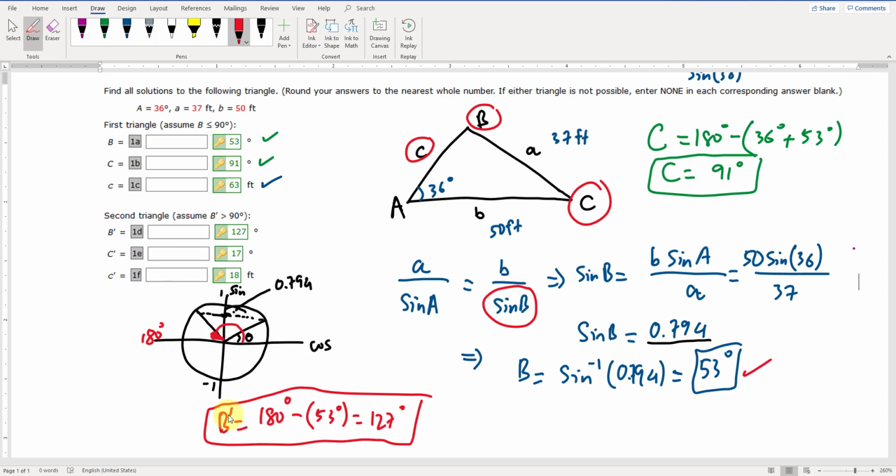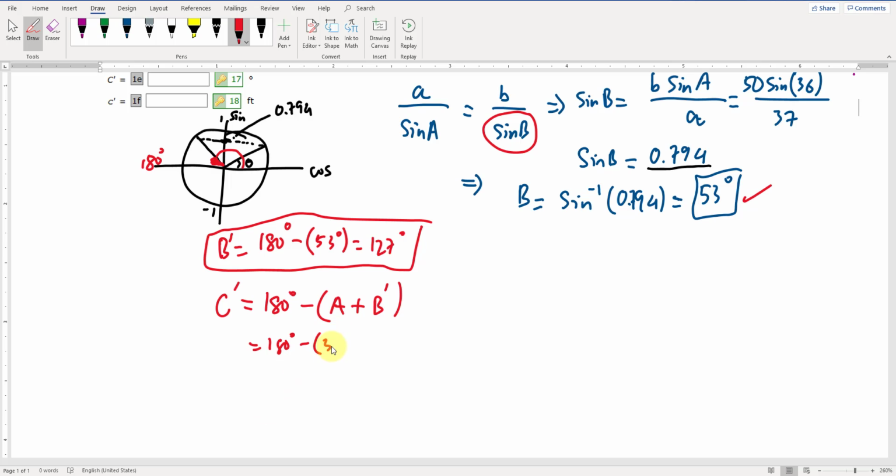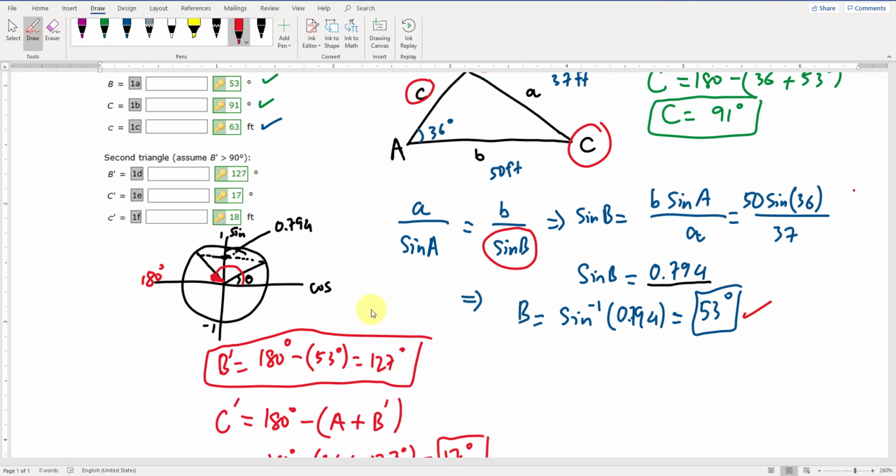Now if you get a different answer for B, then you are going to get a different answer for C, right? Because your C now is going to be, I call it C prime, which is another solution of angle C. So 180 minus the angle A plus the angle B, but your angle B now is B prime. So that's going to be 180, subtract your A, which is always 36, it's given, plus B prime, 127. And that is going to be 17 degrees for C prime, another angle.